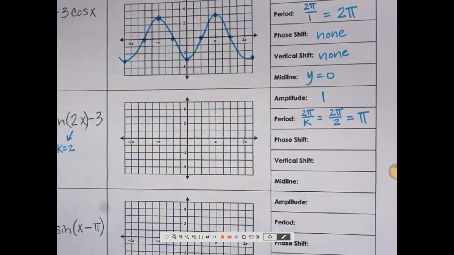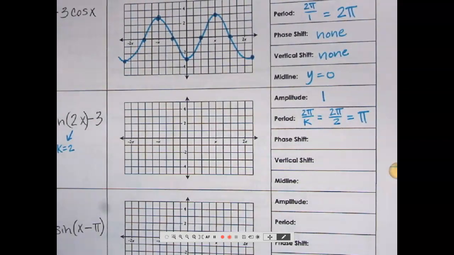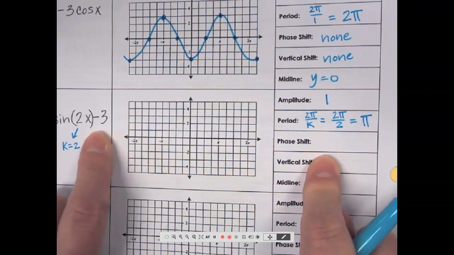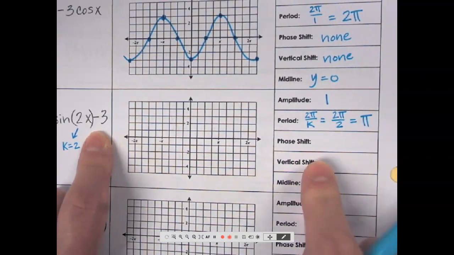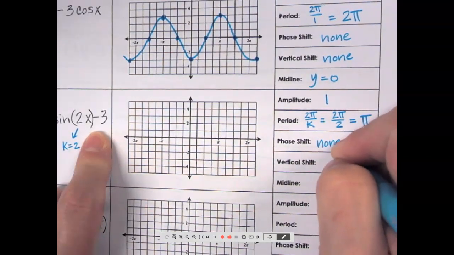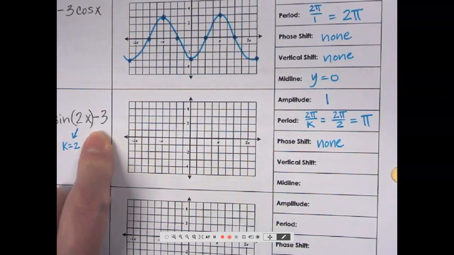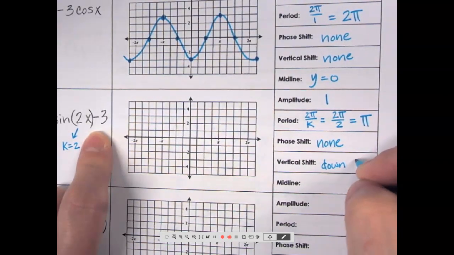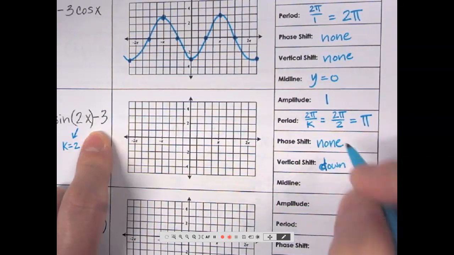Okay, is that going to stretch it out or squeeze it in horizontally? Squeeze it in. I should find 2 more curves than normal. Twice as many. Okay, do I have a phase shift? Is that -3 inside the parentheses? Nope. But it's after it, so that means I have a vertical shift of -3, or to clear up what I mean by negative, I'm just going to say down 3, so that there is no guessing.